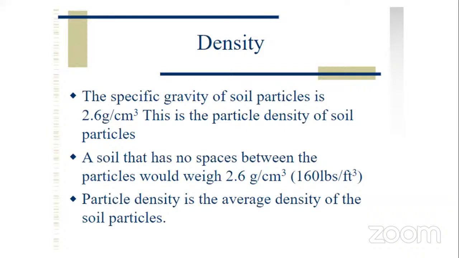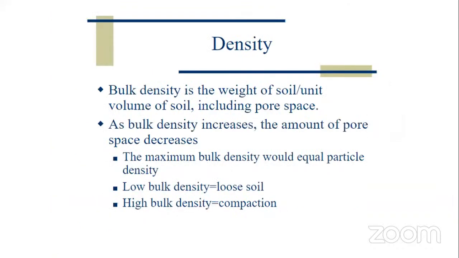So what is bulk density? Bulk density is the mass of total soil solids divided by the total soil volume, including soil solids plus air. But particle density is the mass of soil solids divided by the volume of soil solids, which I mentioned here. This is bulk density.